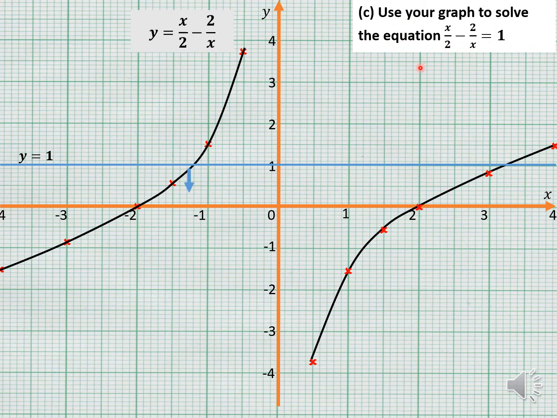All right, so here's one place where they intersect. I get about negative 1.2. Another place where they intersect, I get about 3.2. All right, so anything in that particular region will be accepted.